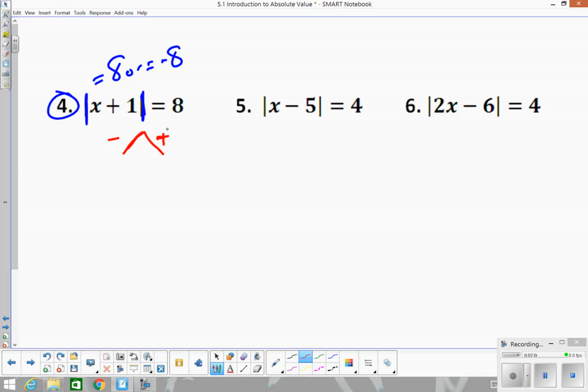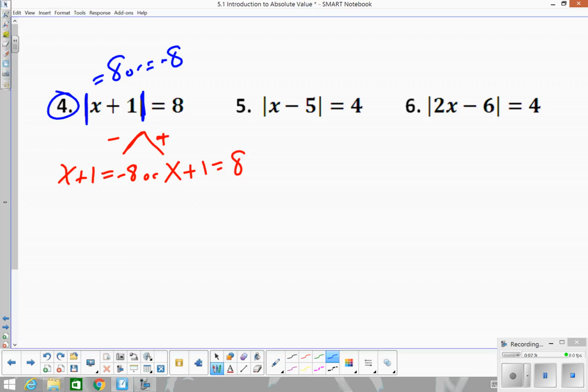So here, you're going to drop the absolute value bracket. So it's just going to say x plus 1. You're going to write directly what's inside the absolute value equals what type of 8? A negative 8. Or drop the absolute value bracket, x plus 1 equals a positive 8. Okay? Now you just have 2 one-step equations, and you're going to go ahead and solve.